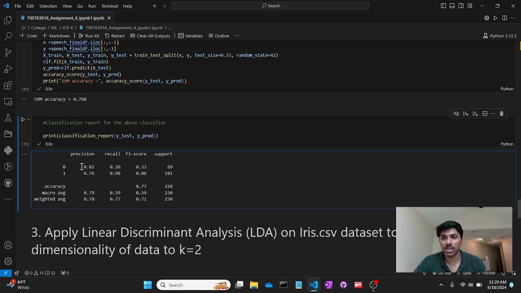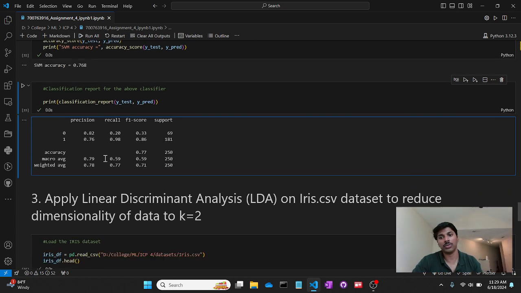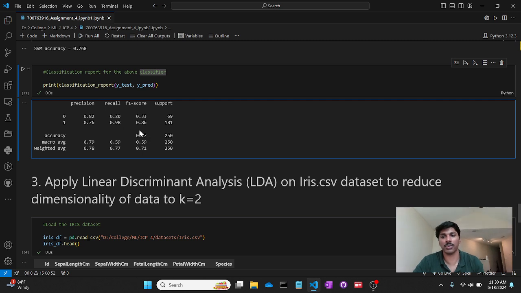The formula for precision is TP by TP plus FP. Recall is TP by TP plus FN. F1 score is calculated as precision into recall by precision plus recall, times two. These calculations are done for the entire dataset, and it is displayed here.